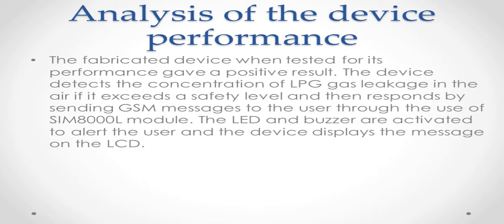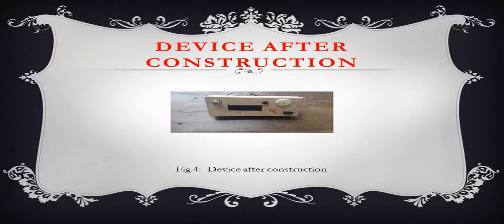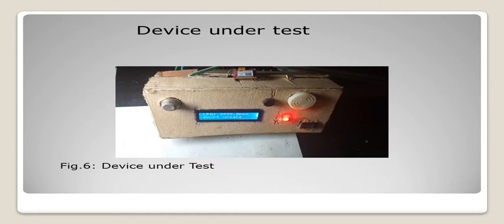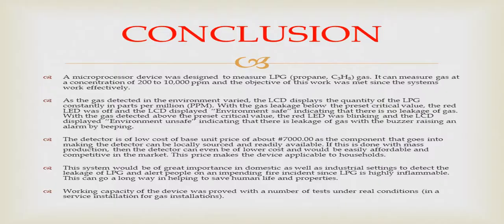Analysis of the device performance. The fabricated device, when tested for its performance, gave a positive result. This is the device after construction as shown in figure 4. Then figure 5 is the device under test. Now figure 6 represents the device under test when the concentration has exceeded the specified level, and you can see the LED on, and the buzzer is also on.